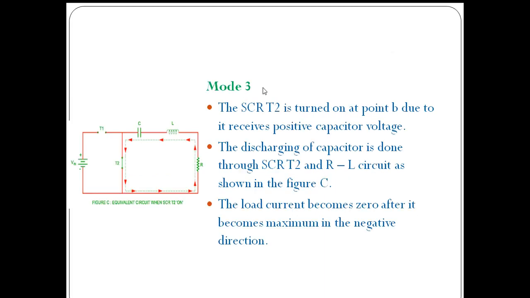And in mode 3, SCR T2 is turned on at point B, due to it receives positive capacitor voltage. In the load current waveform, at point B, the thyristor T2 is turned on due to positive capacitor voltage. The discharging of the capacitor is done through thyristor T2 and the load resistance R and inductance L circuit.